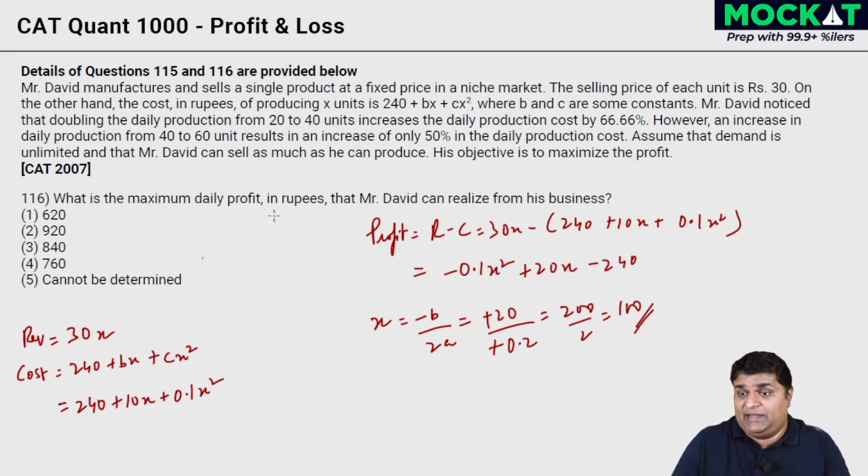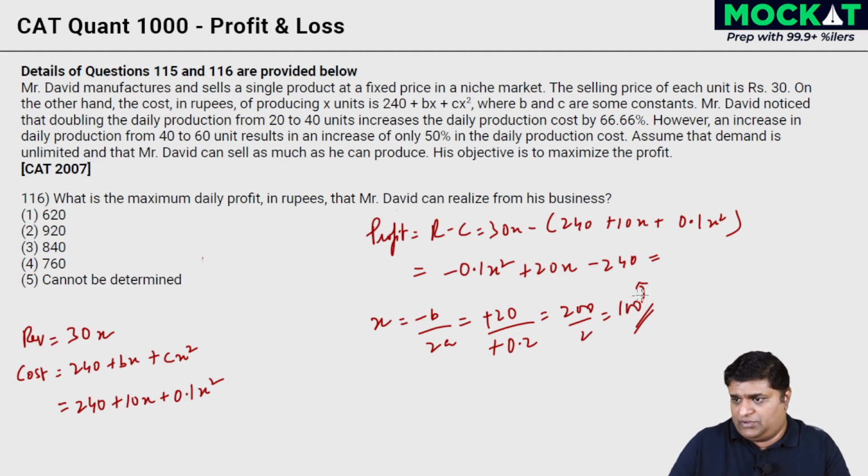What is the maximum daily profit in rupees that Mr. David can realize from his business? This is the second question, right over here. The maximum daily profit, we just found x to be 100. We just need to plug that in over here and see how much the daily profit is going to be. So just substitute over here, and what do we get?